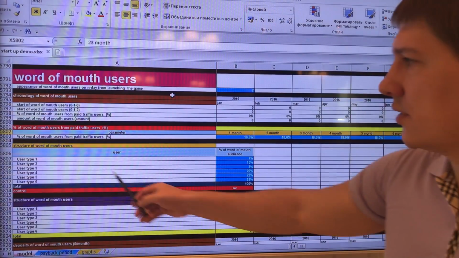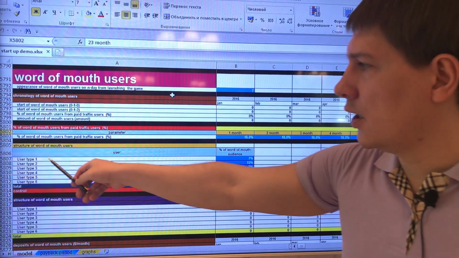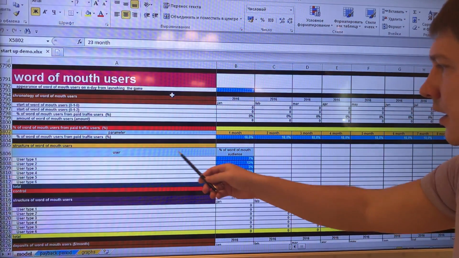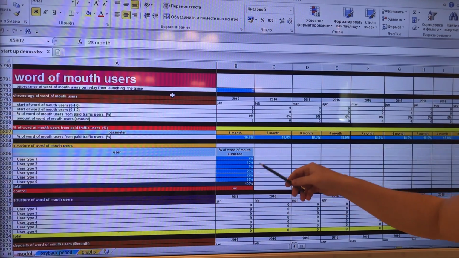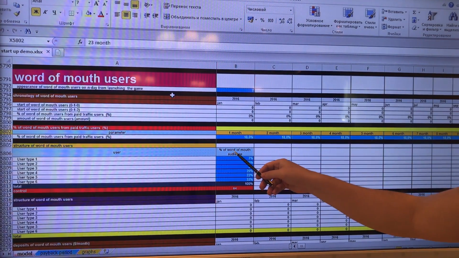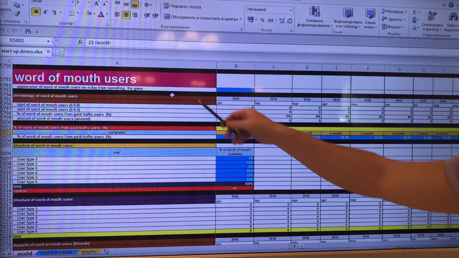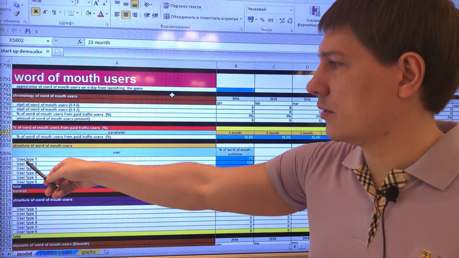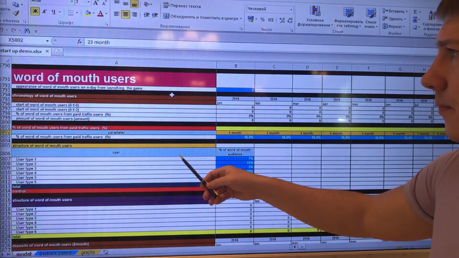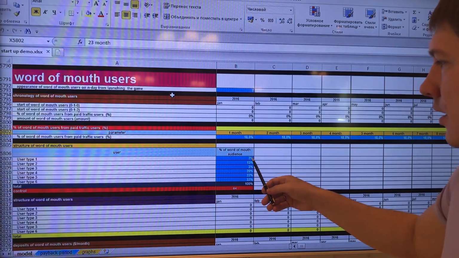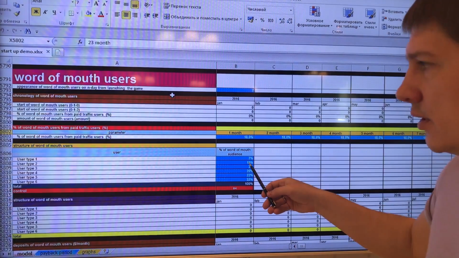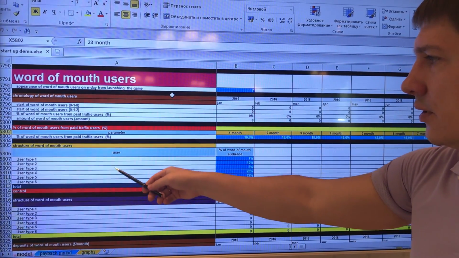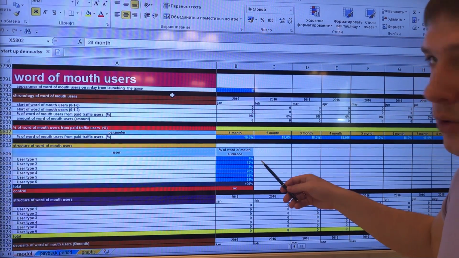Then we have the structure of word-of-mouth users. We also have 6 types of users, and here we put the percentage of each type inside the word-of-mouth audience. So if we speak about user type 1 of word-of-mouth users, it will be 7% of word-of-mouth users, and so on. For each type of user, we put the percent of the audience.